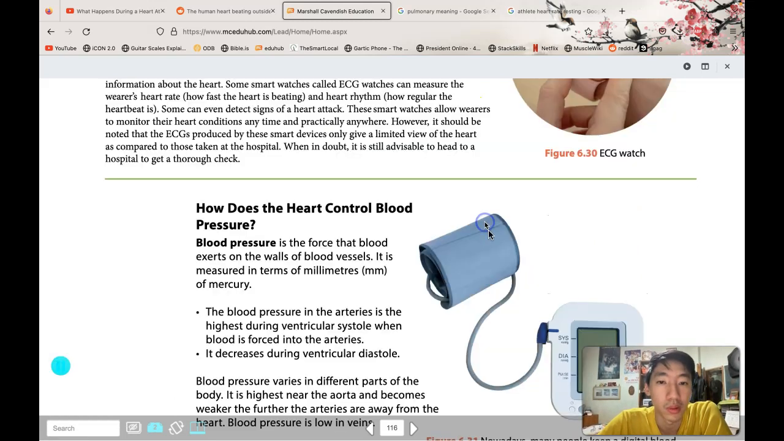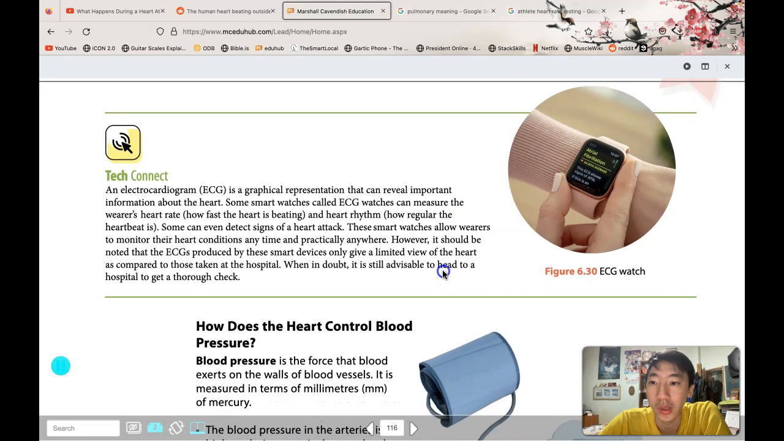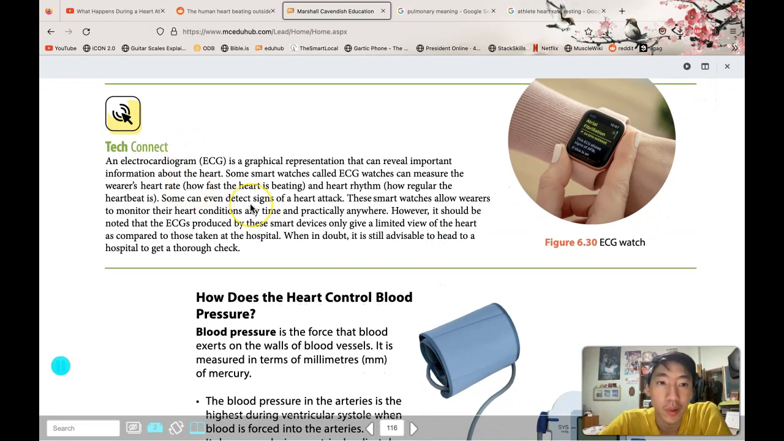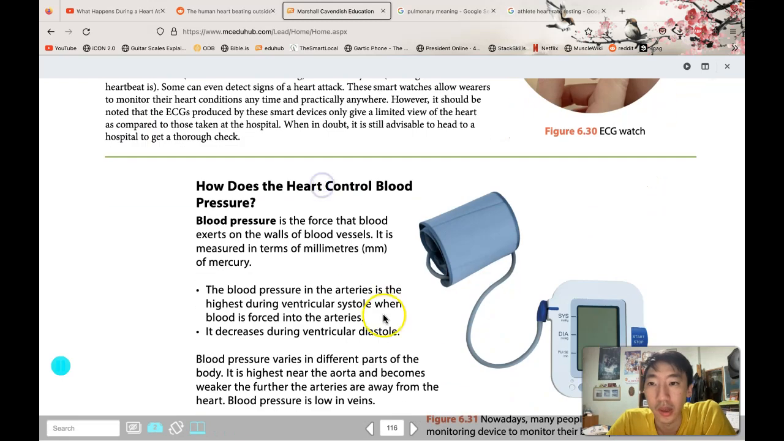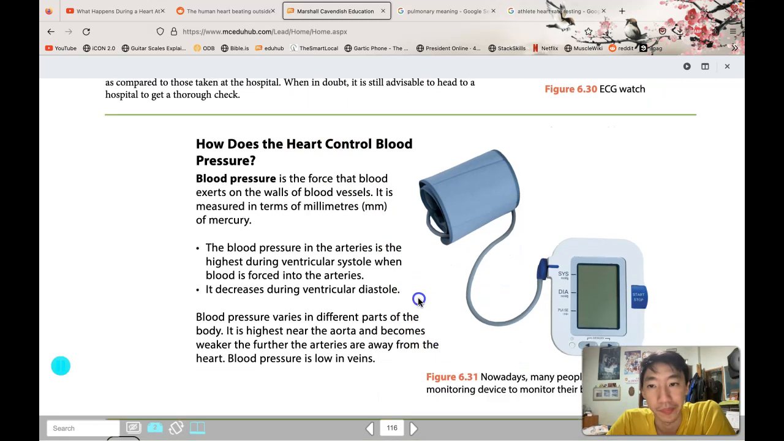Okay, let's talk about this device over here. So some of us have smartwatches, and these smartwatches actually contain a device known as an electrocardiogram, and they can measure the heart rate and even heart rhythm. So some watches have been known to even detect heart attack and send a signal to the relatives or to the medical staff when the person is having a heart attack. Okay, these are limited, of course, so we still need to check properly at the hospital.